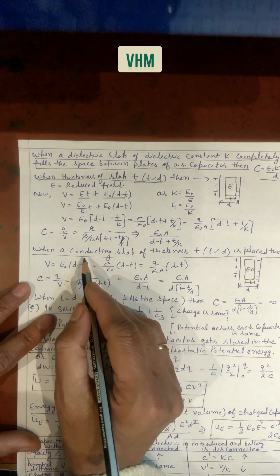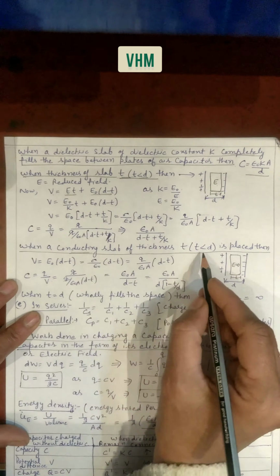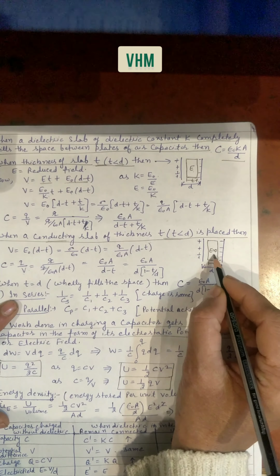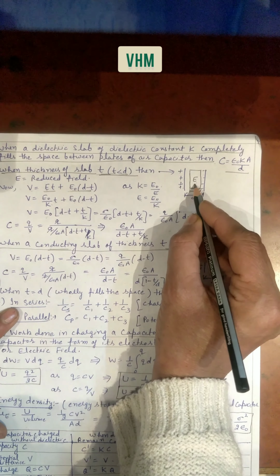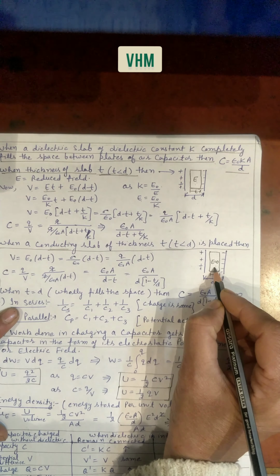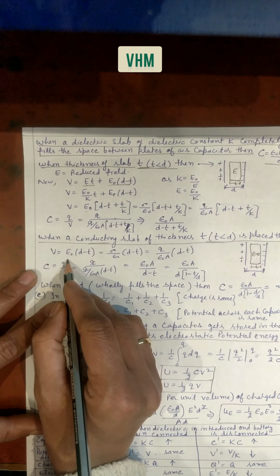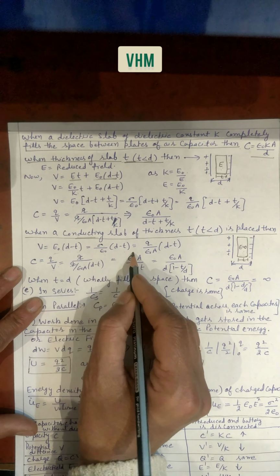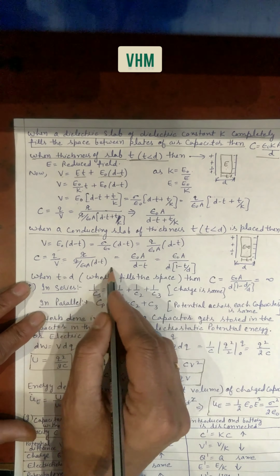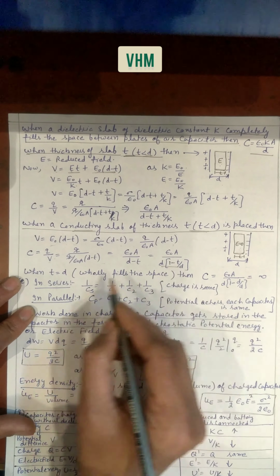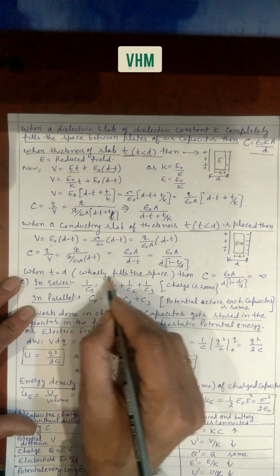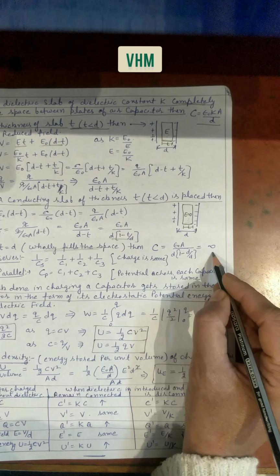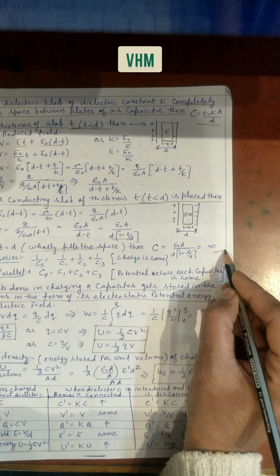If a conducting slab is placed, again of thickness less than the separation, because in a conducting slab the inside field is 0, whereas for a dielectric slab it is reduced. So only this potential exists: E0 times D minus T, sigma by epsilon naught, this value. By putting it in, we have this value. When the conducting slab wholly fills the space, the capacitance becomes infinite.